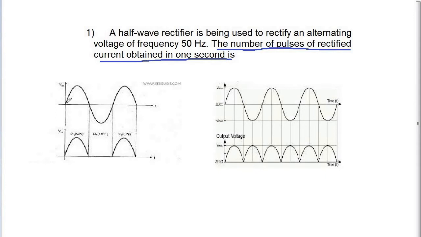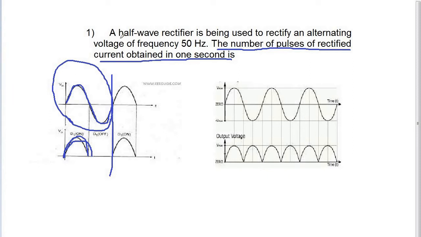Here the frequency is 50 Hz, which means this is one cycle, and we have 50 such cycles in 1 second. For one cycle we get one output, so for 50 such cycles we get 50 outputs. For this one cycle we have one pulse, for another cycle one more pulse. In that way we will have 50 cycles, so the number of pulses would be 50 pulses in 1 second for a half-wave rectifier.